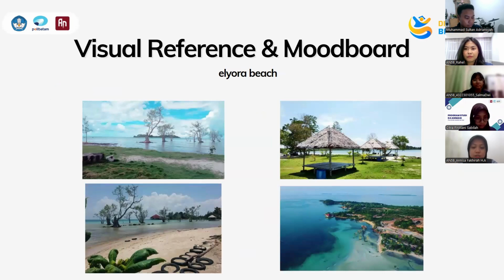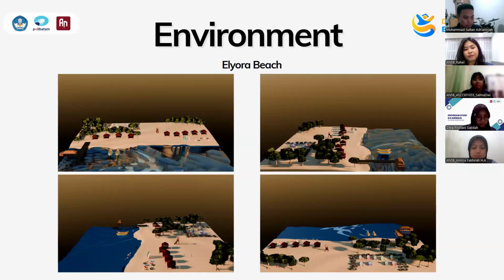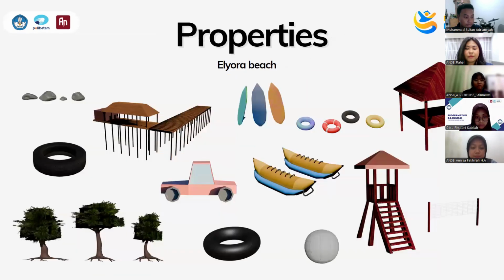Next, we have the visual reference and mood board for Eliora Beach. For this location, we didn't visit, but we collected references from Google Earth and online search. Next. And here is the 3D result of Eliora Beach. We created the environment based on the reference before. We have created a beach from the front, side, and back views. Next.